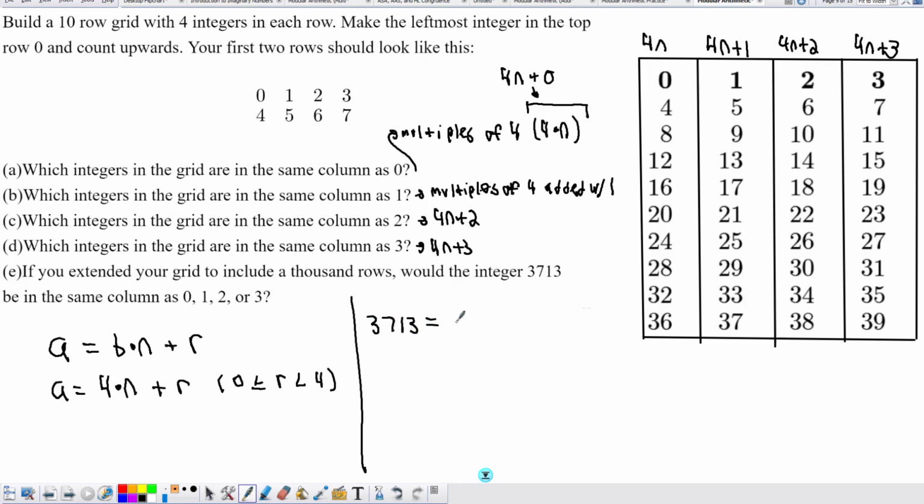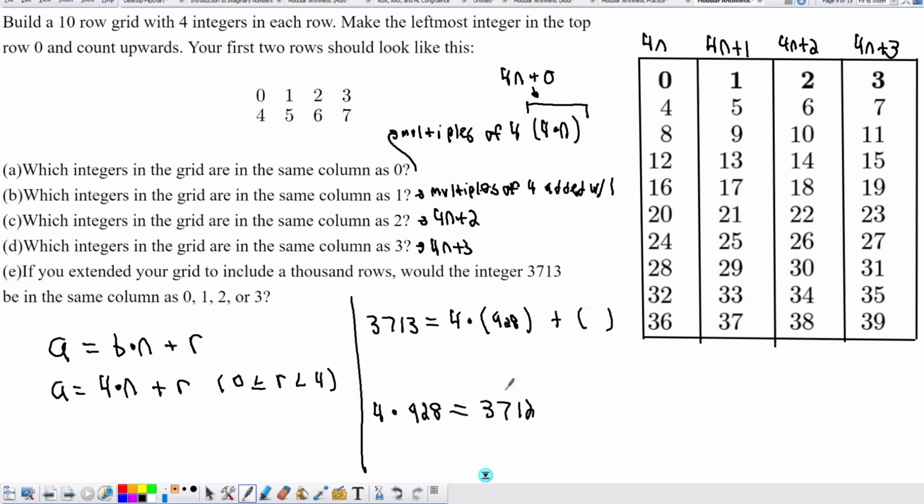And that equals 4 times some number plus whatever the remainder is. And we know the remainder is going to be 0, 1, 2, or 3. Now, what number times 4 is going to be pretty close to 3,713? Well, if we do 4 times 928, we get a number that's fairly close. 4 times 928 is the same thing as 3,712.